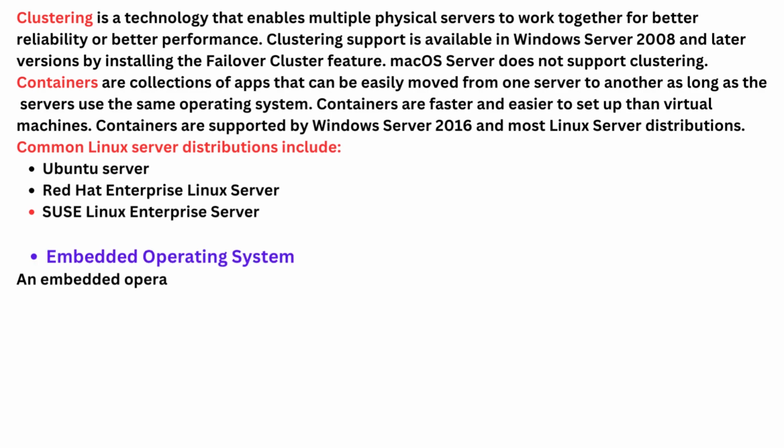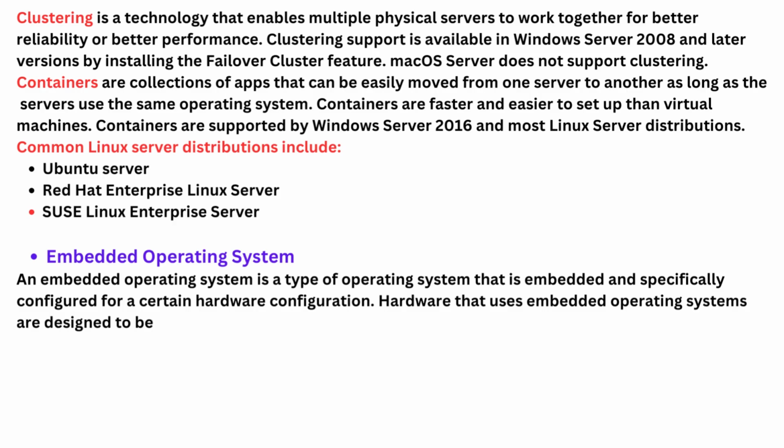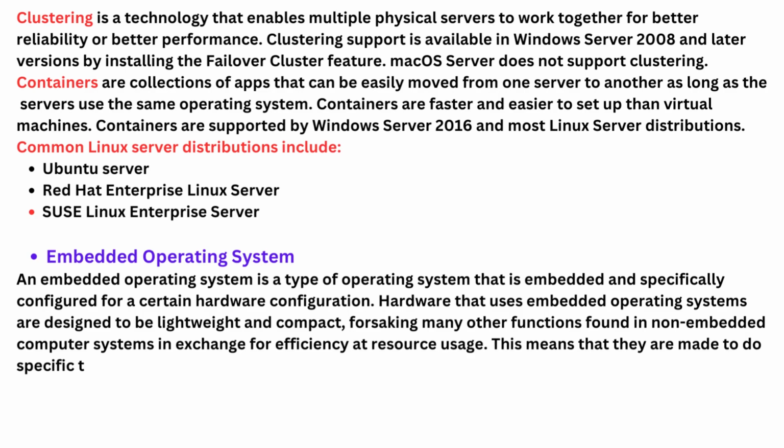Embedded Operating System. An embedded operating system is a type of operating system that is embedded and specifically configured for a certain hardware configuration. Hardware that uses embedded operating systems is designed to be lightweight and compact, forsaking many other functions found in non-embedded computer systems in exchange for efficiency in resource usage. This means that they are made to do specific tasks and do them efficiently.